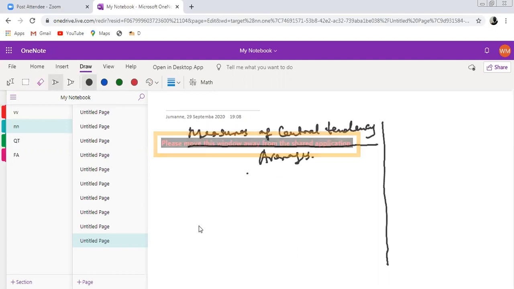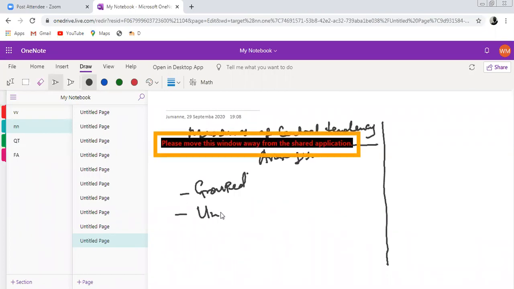Having said that, we need now to understand also this. When we talk about data, data is basically divided into either grouped or ungrouped. You can either have the grouped data or the ungrouped data.